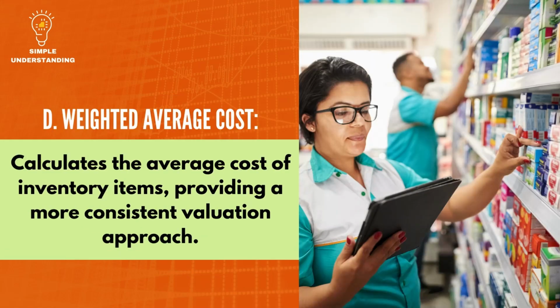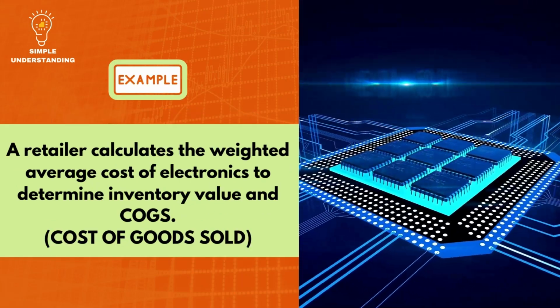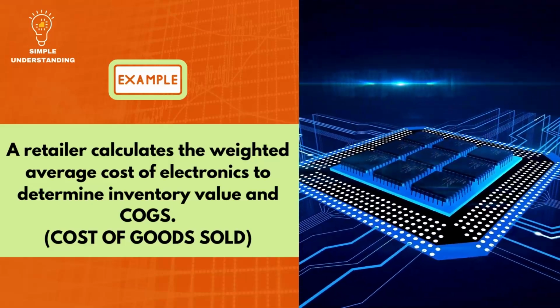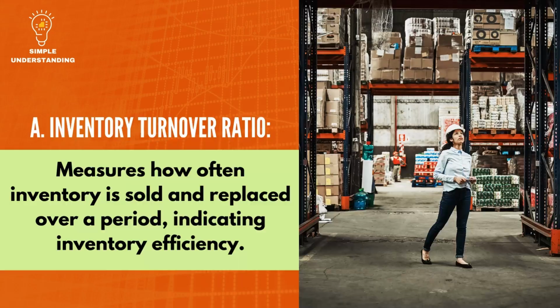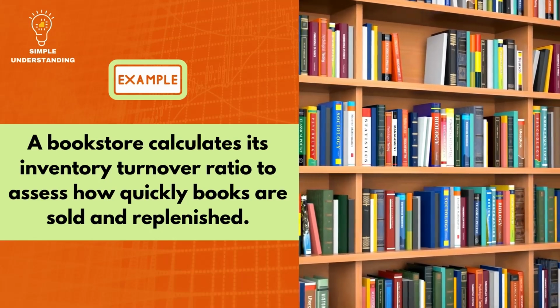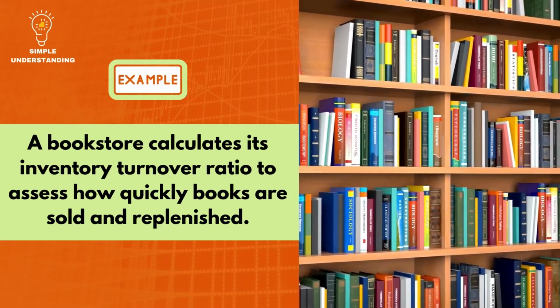D. Weighted average cost. Calculates the average cost of inventory items, providing a more consistent valuation approach. Example: a retailer calculates the weighted average cost of electronics to determine inventory value and COGS. Inventory metrics. A. Inventory turnover ratio. Measures how often inventory is sold and replaced over a period, indicating inventory efficiency. Example: a bookstore calculates its inventory turnover ratio to assess how quickly books are sold and replenished.